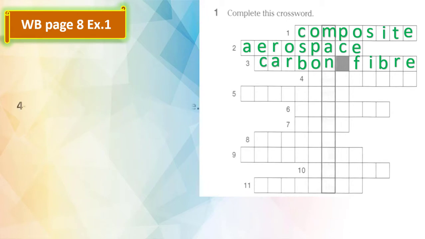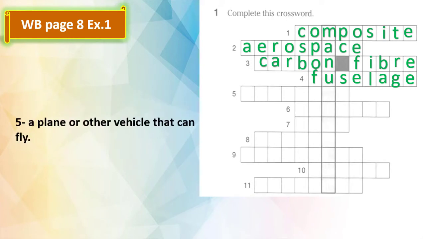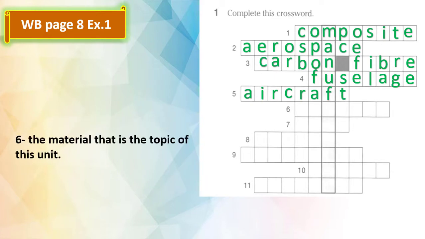Number 4. The main part or body of a plane. Good. Fuselage. Number 5. A plane or other vehicle that can fly. Aircraft. Good. Number 6. The material that is the topic of this unit. What do you think the answer is? Good. Plastic. In this unit, the main material we are talking about is plastic.